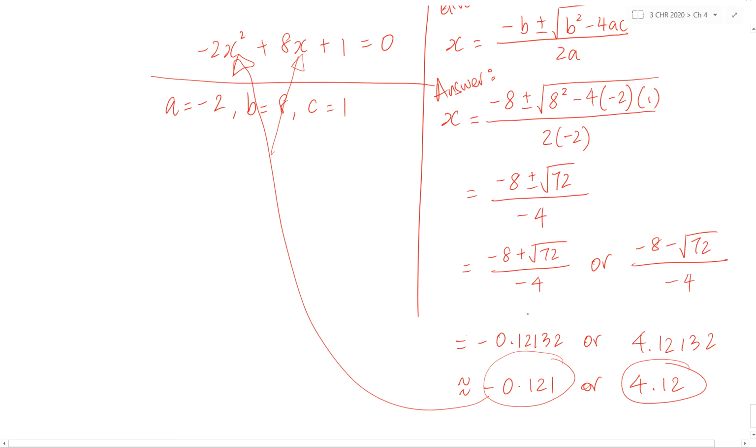It's because there is a rounding off over here. If the value is exact, then it will be exactly 0. Since I'm doing a rounding off, then I will get something very close to 0 instead.